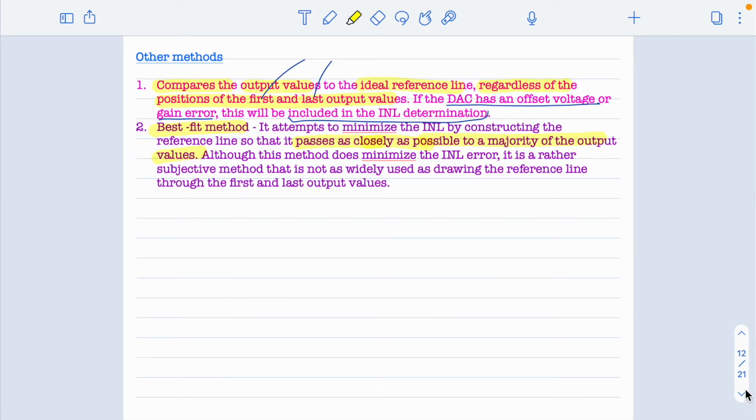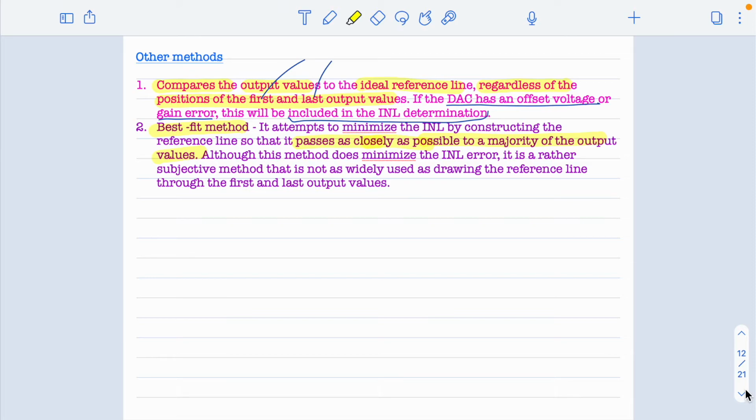By doing that, it is not that we are minimizing the INL error, because the INL error will definitely be there. It is a subjective method, where we are drawing a line very close to the points so that we can tell that the INL is minimum, even though it is not reducing the actual INL. The popular method we generally use for INL calculation is drawing the reference line.